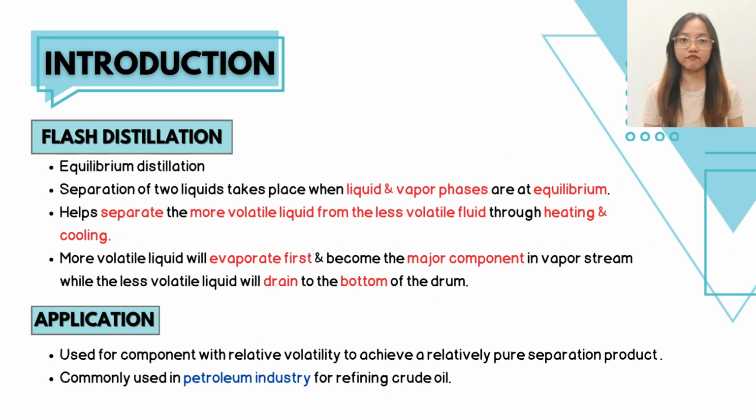So I'll be introducing flash distillation, which is also known as equilibrium distillation. It is a process used to separate two liquid components when the liquid and vapor phases are in equilibrium. So here is how it works. The mixture is heated, causing the more volatile liquid, which is the one with the lower boiling point, to vaporize first. This vapor becomes the main component in the vapor stream. Meanwhile, the less volatile liquid stays in the liquid phase and drains to the bottom of the flash drum. Flash distillation is commonly used in the petroleum industry, especially for refining crude oil into products like gasoline and diesel.